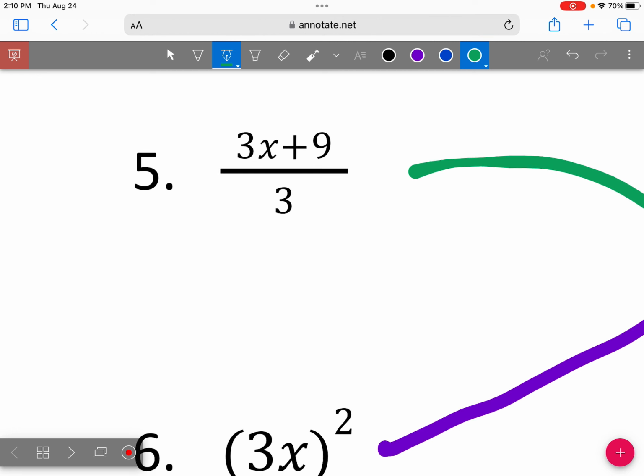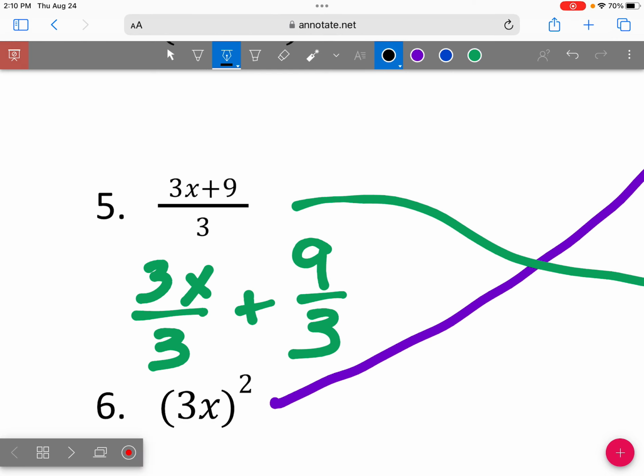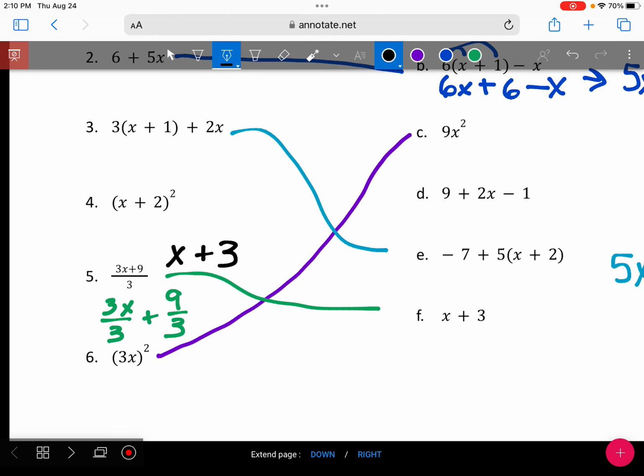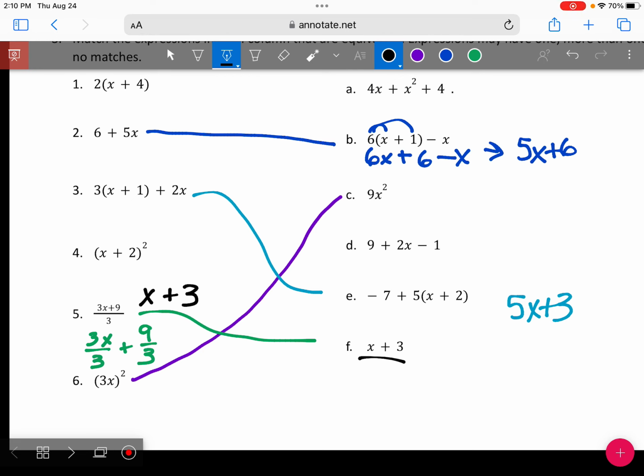5 is a tricky one. I'm zooming in on 5. We have to remember our fraction rules. We can uncommon the denominator here and get 3x over 3 plus 9 over 3 to simplify this down, being 1x plus 9 divided by 3, which is 3. So we get this. So sometimes they're a little tricksy.